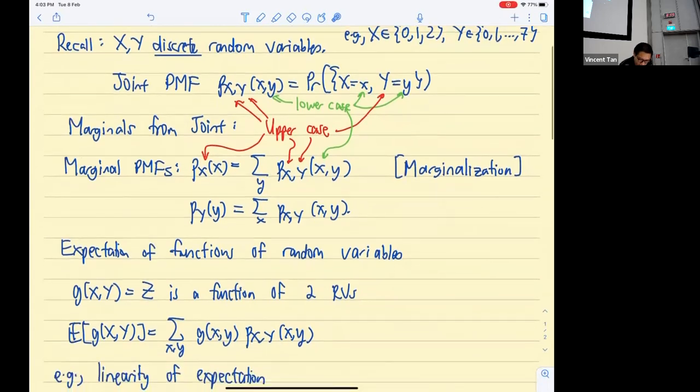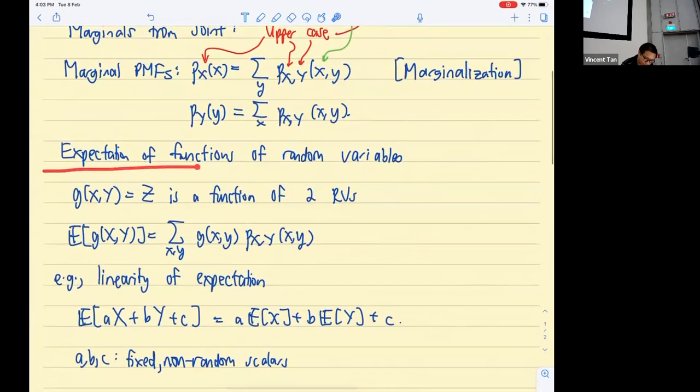So at the end of last lecture, we also looked at expectation of functions of random variables. So if you are given a random variable, you can create a new one. For example, if X and Y are the heights of Oliver and myself, g(X,Y) could be the minimum height of the two of us. So g(X,Y) could be the minimum of X and Y. And we can call that a new random variable Z. Or it could be the sum. These are all nice functions. So it is a function of two random variables. And we can naturally ask, what is the expectation of this new random variable?